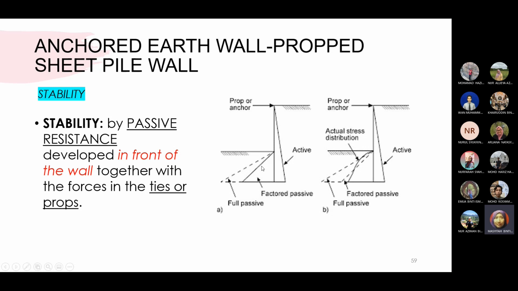So there is something you can see on the pressure diagram at the active zone, and then the factored passive pressure diagram, and this is the full passive pressure diagram. It is similar to the gross pressure method, where we have factorized the passive pressure value. And for another way, if we want to see the actual stress distribution, this is exactly what happens on sites when you apply the structure of the prop or anchor wall.